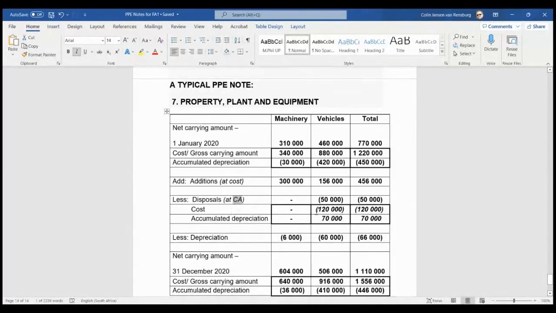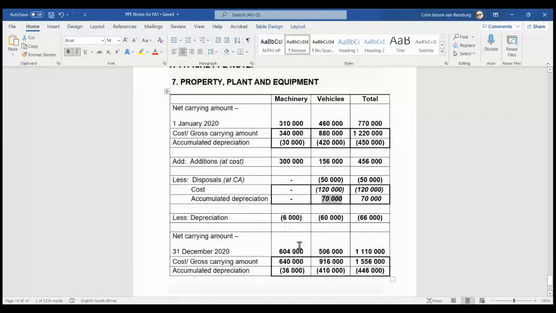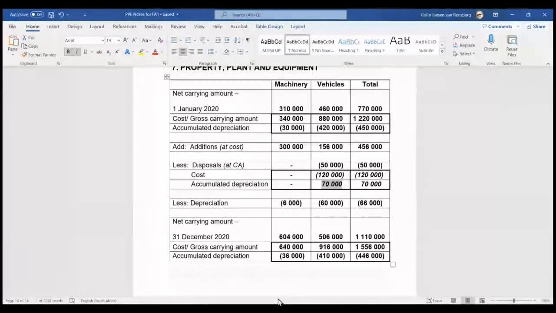So we have to take out the cost of the item that we've disposed of, as well as the accumulated depreciation. We saw a little bit earlier that when we dispose of the item, when we de-recognize it, we credit the cost and we debit the accumulated depreciation. So both of them must be taken out, and then we add our depreciation expense for the year, which increases our accumulated depreciation, obviously. We will build such a note. We will construct that note from scratch when we do some of our class questions.